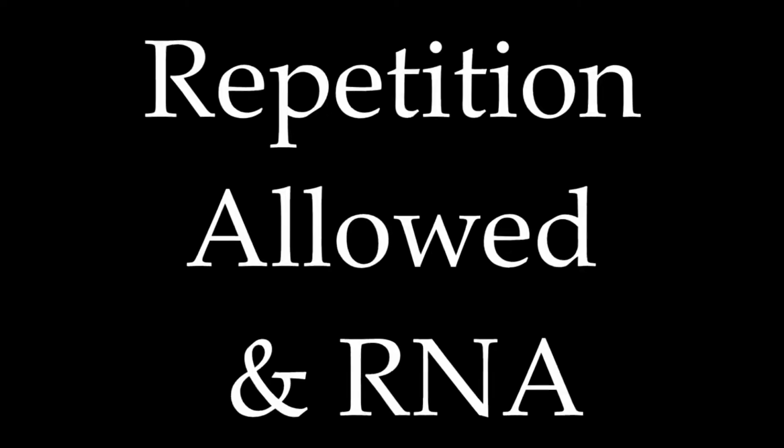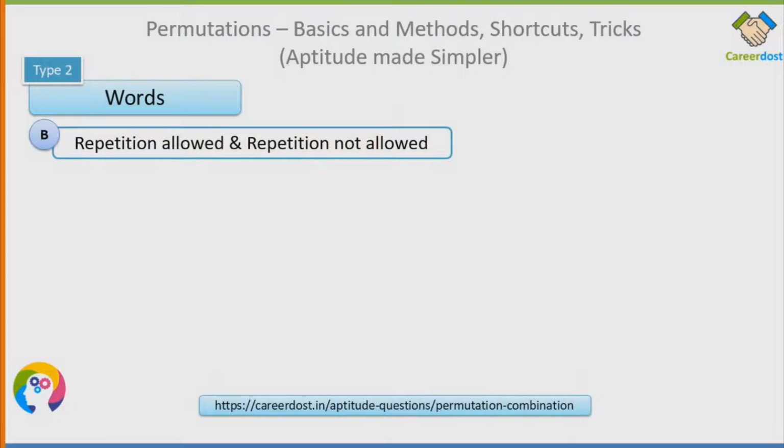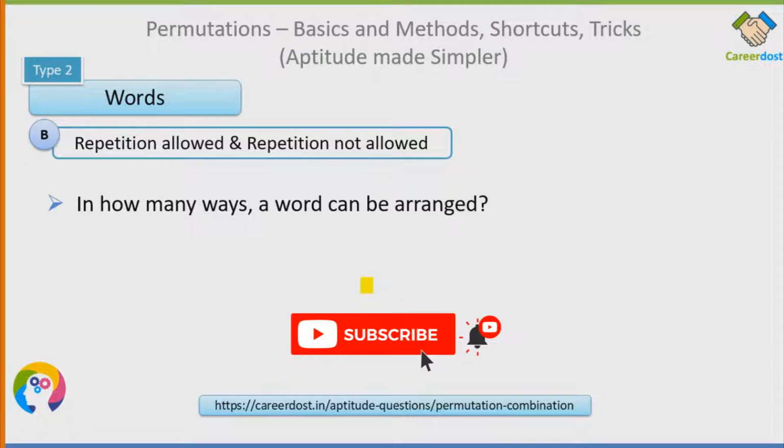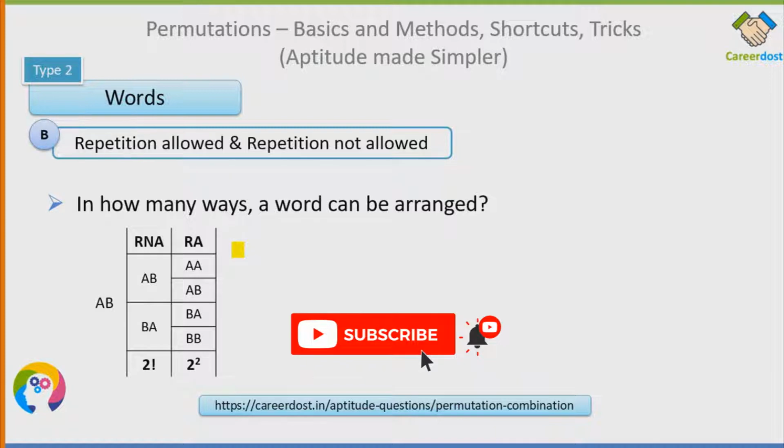So second type is repetition allowed and repetition not allowed. So let's take an example. The question is the same, how many words can be arranged. Let's first try to understand what it means when we say repeated letters and non-repeated letters. So RNA is repetition not allowed and RA is repetition allowed.